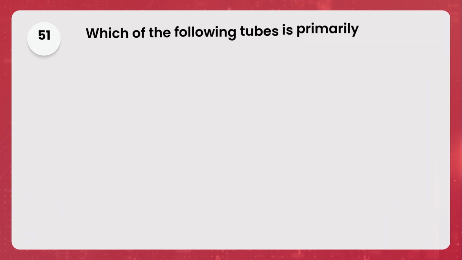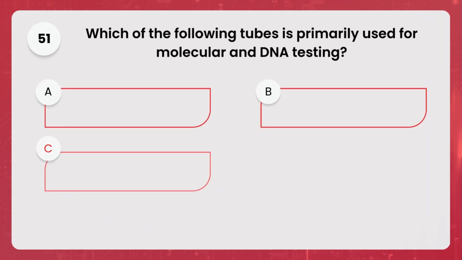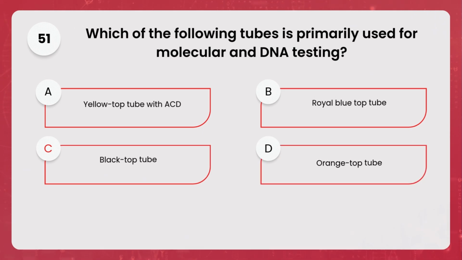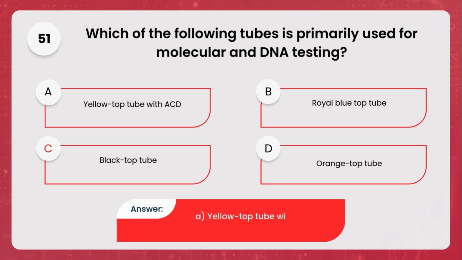Number 51. Which of the following tubes is primarily used for molecular and DNA testing? A. Yellow top tube with ACD. B. Royal blue top tube. C. Black top tube. Or D. Orange top tube. The answer is A. Yellow top tube with ACD.